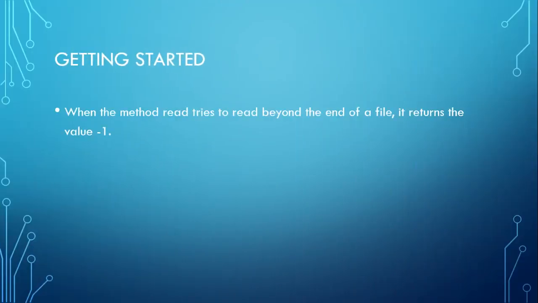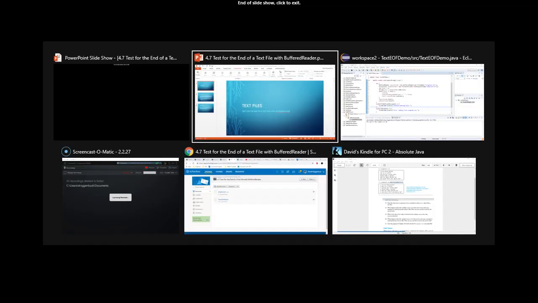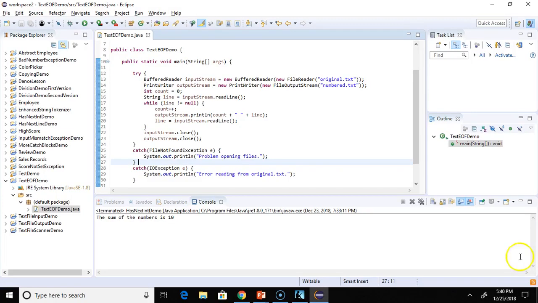When the read method tries to read beyond the end of a file, it returns the value of -1. Because the int value corresponding to each ordinary character is technically positive, this can also be used to test for the end of a file. So let's jump over to the end of file demo.